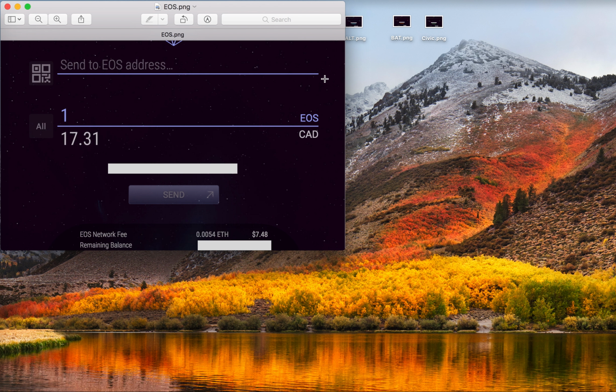EOS, these coins are all very similar. You can see here the transaction fee varied. It just went down from 755 to 748. That's because the price of Ethereum has varied in the minutes between my screen captures here as I was navigating through my Exodus wallet. It did an update and the price of Ethereum was different, so that's why that changed.